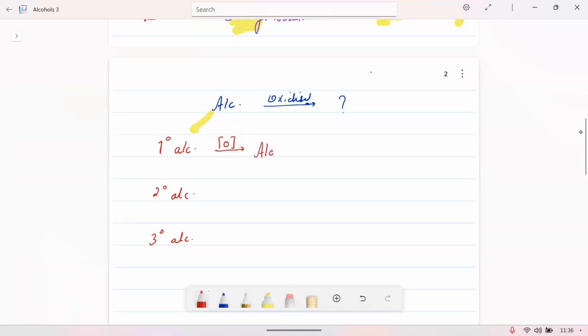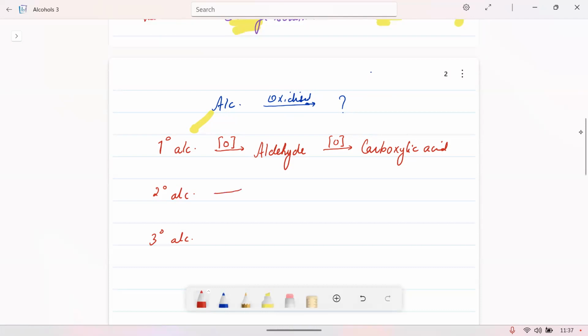When you oxidize the primary alcohol, they change into aldehydes. That means oxidized to aldehydes. And the aldehydes are further oxidized to carboxylic acids. We will discuss the name and the structure for this. It is just a summary, and from here we will go into the details of each.